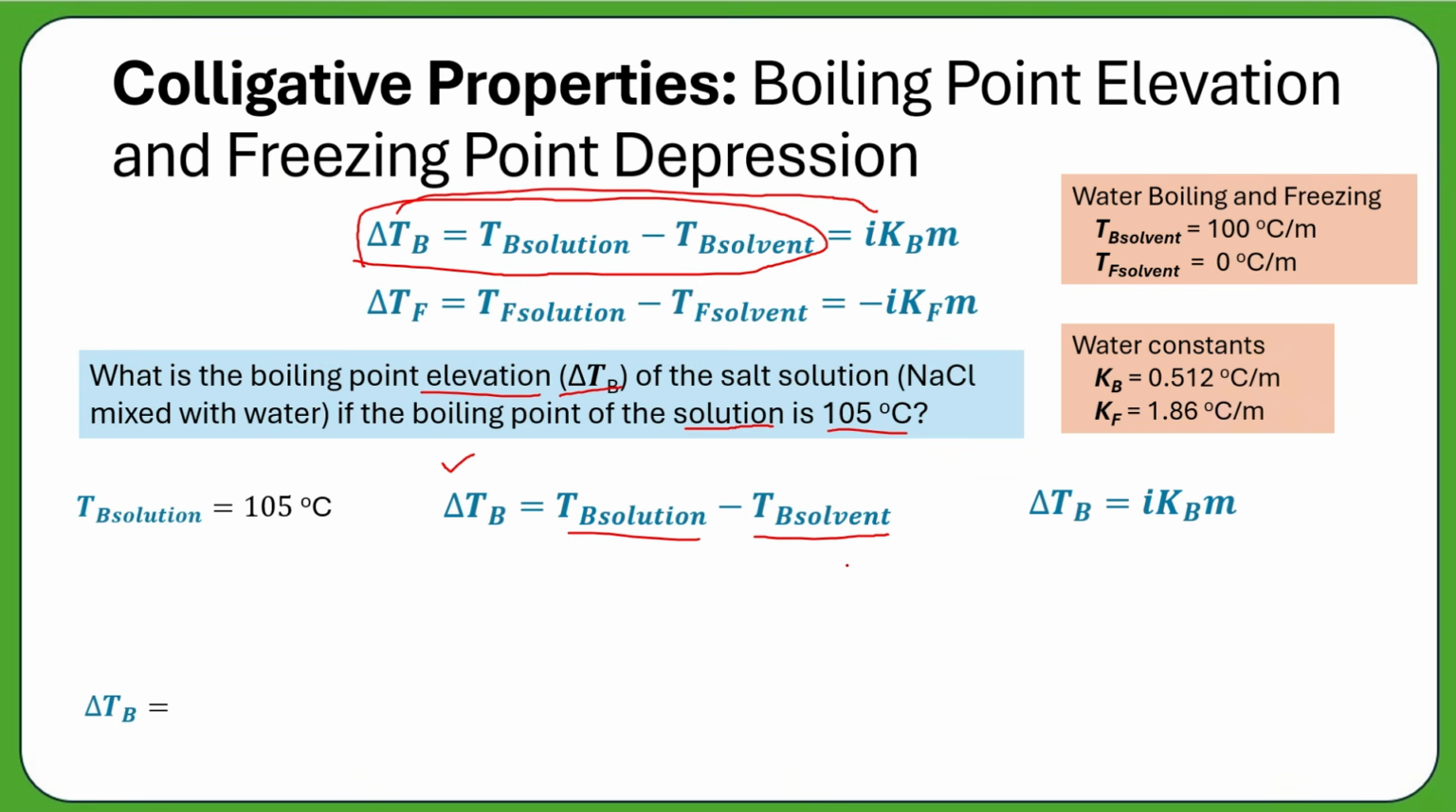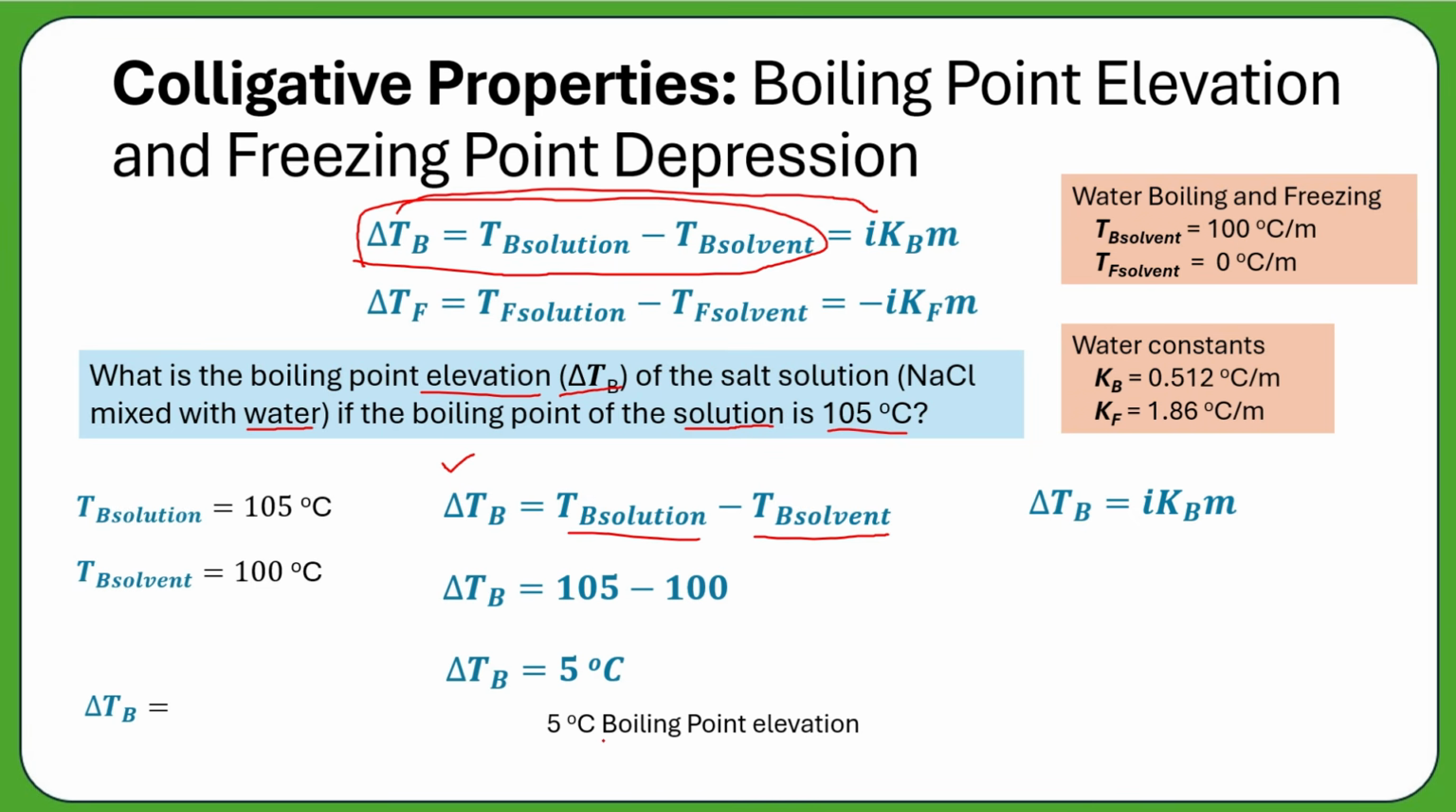Yes. Why? Because we are still talking about water, and the original boiling point of water is 100 degrees Celsius. That's easier to answer. All we need to do is just subtract the two: 105 degrees Celsius minus 100 degrees Celsius. The answer is 5 degrees Celsius, and this is what we call the boiling point elevation.